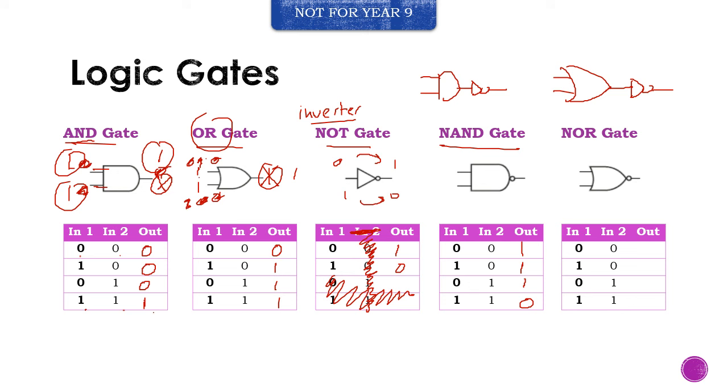The NOR gate is the same idea. It's an OR gate followed by a NOT. So it takes the output of the OR gate and it reverses it. So 0 and 0 used to give me 0. So now it's 1. A 1 and 0 used to give me 1. It inverts it. So now it's 0. So it just takes the OR gate and reverses it.